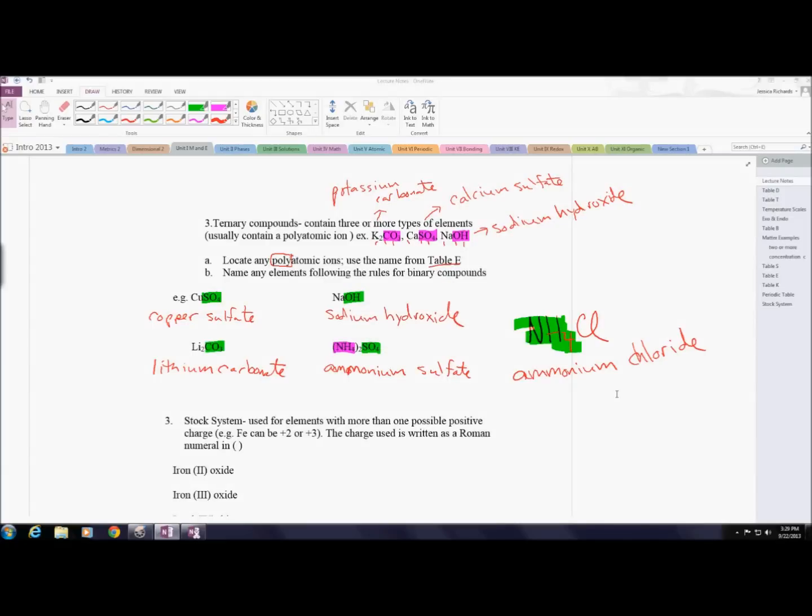We're going to continue naming, and we're going to add something called the stock system. You learned how to name binary compounds and ternary compounds, and I'm giving the stock system, the last part of these notes, its own lecture, its own video, because the stock system is something that can be a little confusing at first until you get used to it.